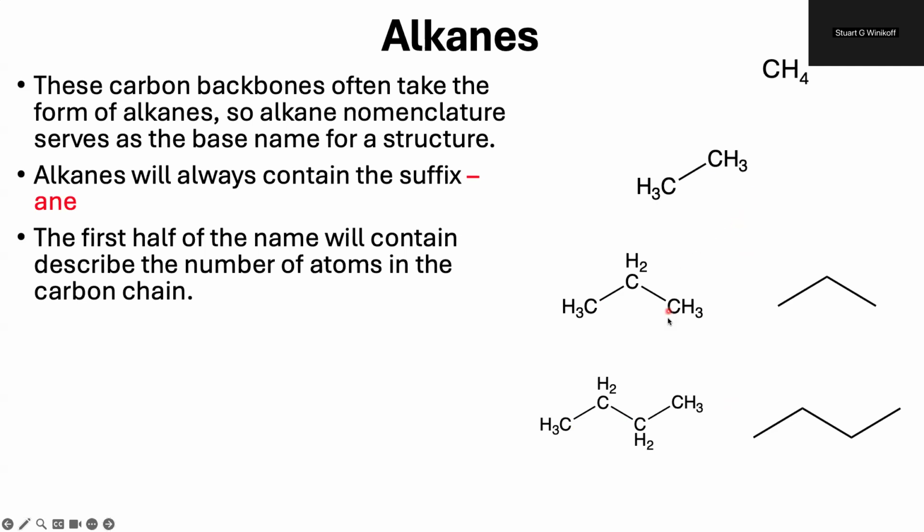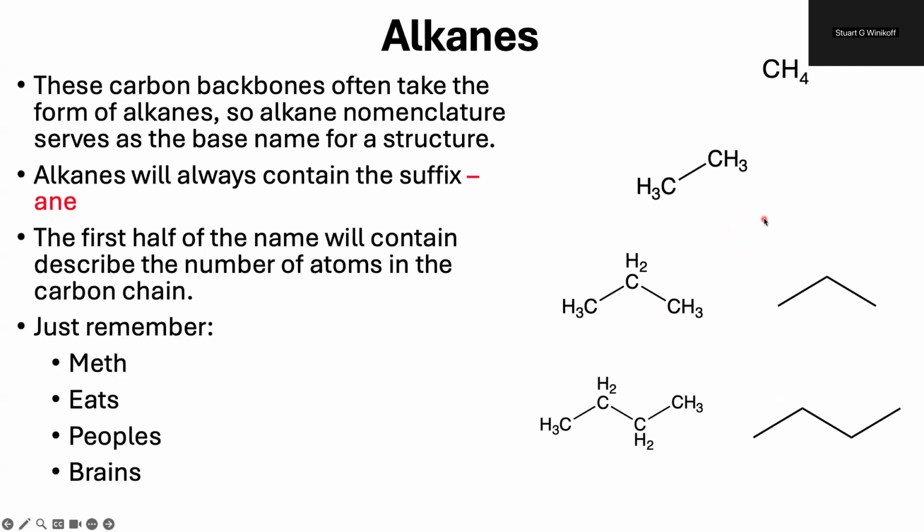So for example, if we're looking at our first 4 alkanes, one of the important things to remember is that meth eats people's brains. It's a public service announcement and a good mnemonic, because this will help you remember the first 4 alkane names. The first is meth, which is 1 carbon. However, we have a 2 carbon species, this becomes an eth. Then for 3 carbons, it's prop. And for 4 carbons, it's but.